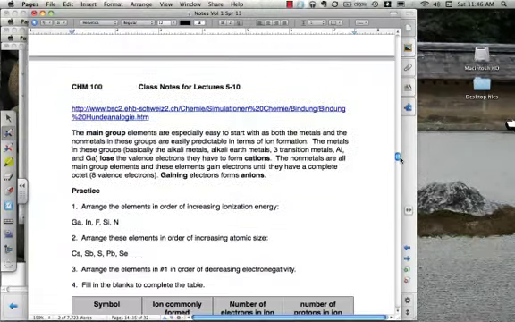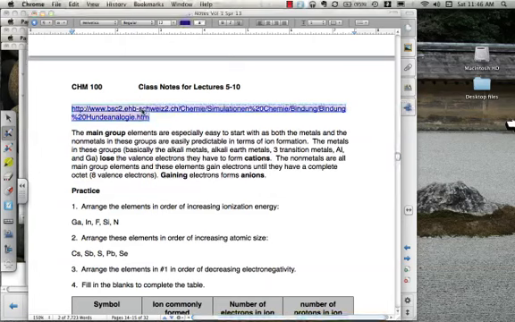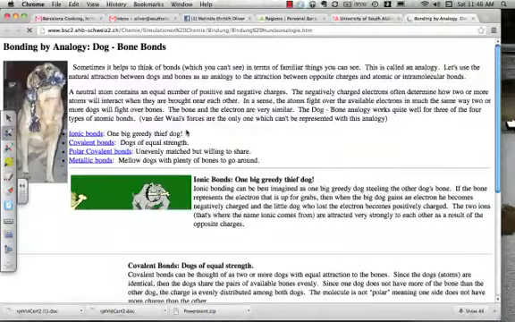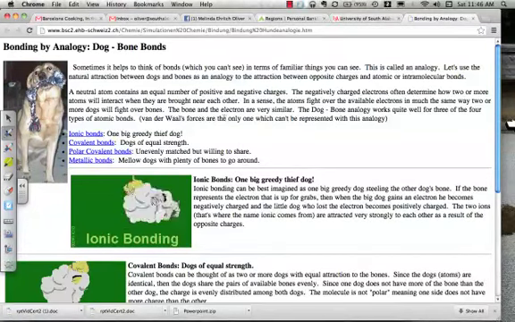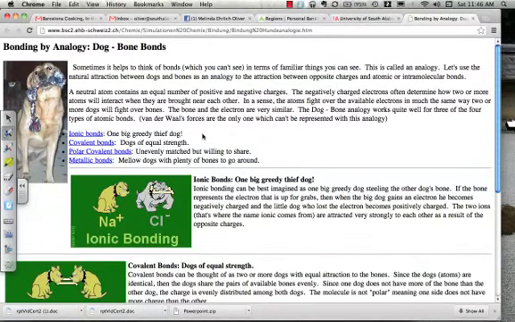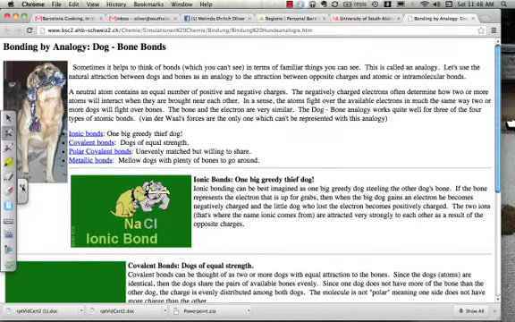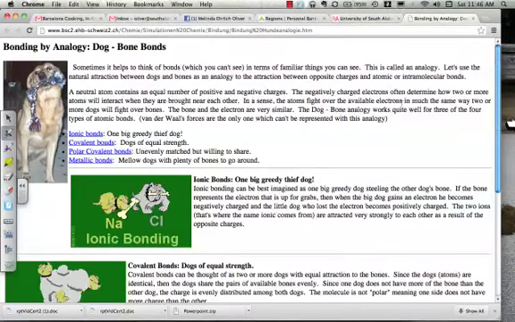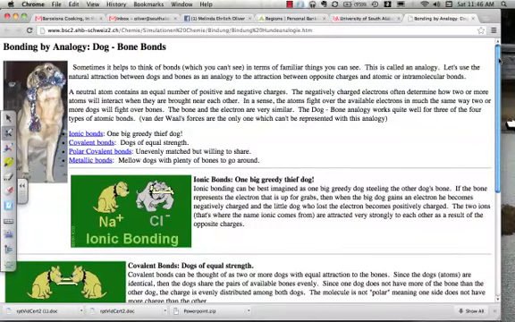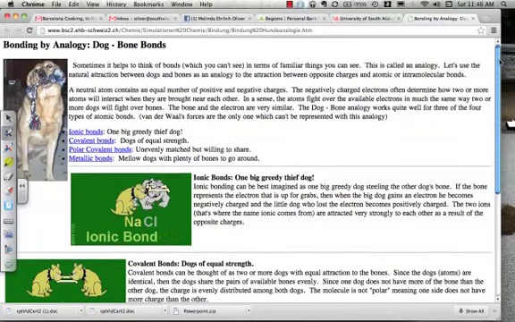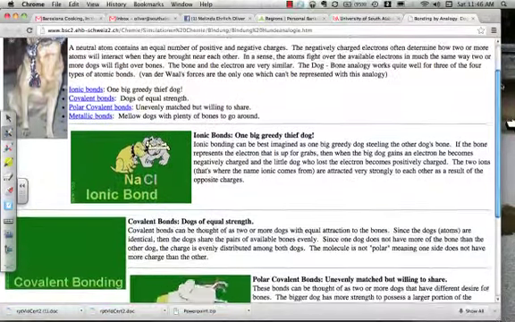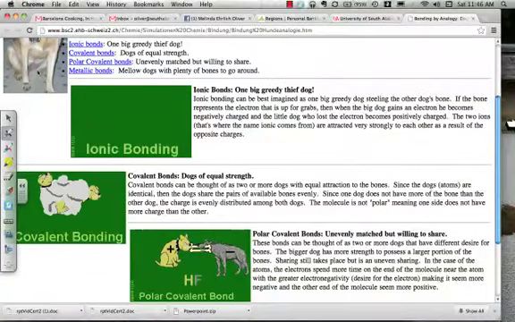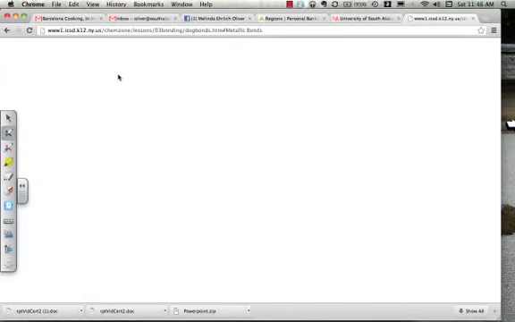In order to illustrate this, I've got a little bonding simulation here that I think is very helpful. So you can, of course, go to this on your own. It's bookmarked in the notes. But this is a dog bone analogy for bonding. And I love crazy little analogies to make science things more understandable. And so what we have, we're going to talk about the different types of bonds. We're going to talk about metallic bonding only here.